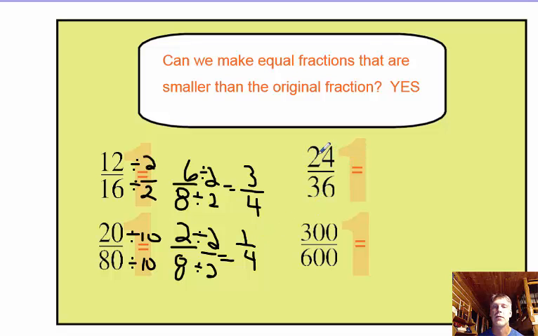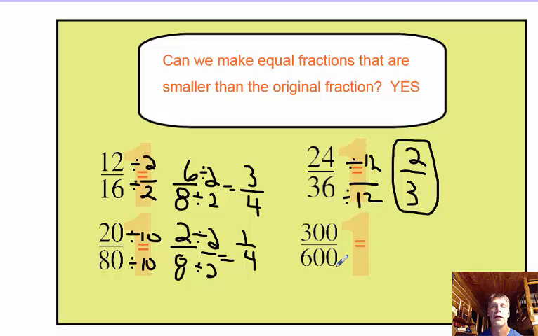Okay, a couple more. 24/36. What if I get the biggest one first? Could I do it too? Yeah. But if you know your facts, you can save some time and say, what goes into 24 and 36? Oh, I know 12 does. Could you do it too? Sure, you can. But I'm going to divide top and bottom by 12. 24 divided by 12 is 2. 36 divided by 12 is 3. There's my simplest form.